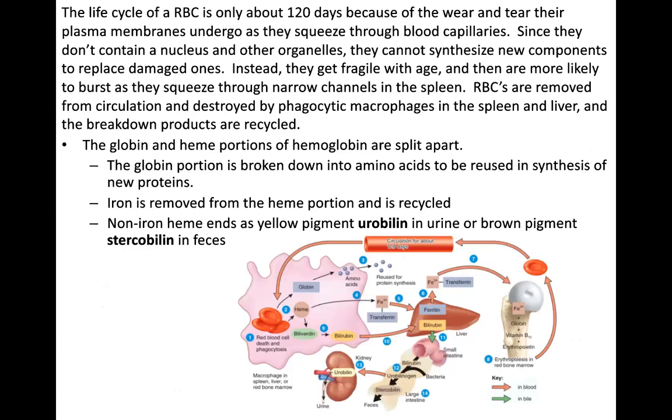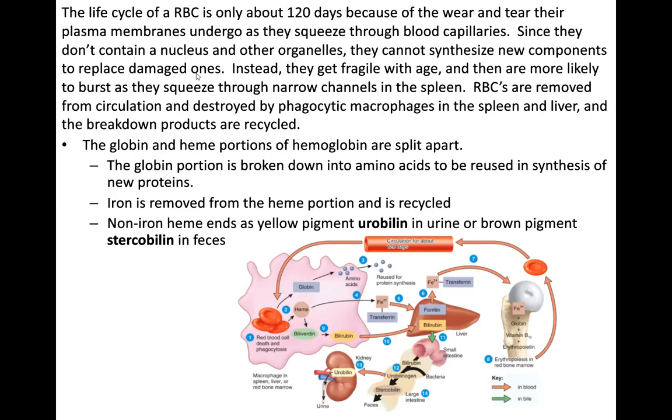The life cycle of a red blood cell is fairly short, only about 120 days. And a lot of that is because they get pretty beat up. There's so many, and they are squeezing through very small and tight spaces, especially in our capillaries, that it's fairly easy for them to get worn down. And unfortunately, as they wear down, they can't repair themselves because they don't contain a nucleus and other organelles. Therefore, they cannot synthesize new components to replace the damaged ones.